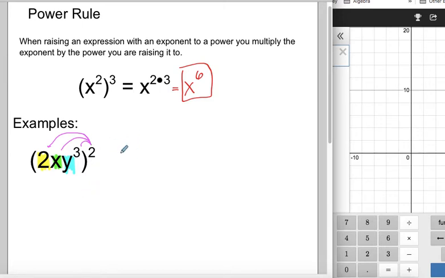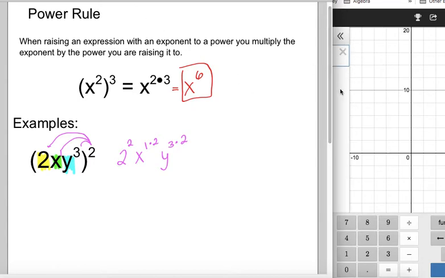This will give you the coefficient, which is 2, is going to have a power of 2. The x currently has a power of 1, and so it's going to be 1 times 2 for its new power. And the y, which currently has a power of 3, is also going to be multiplied by 2. So what we're going to do, we're going to raise the 2 to the second power, 2 squared.